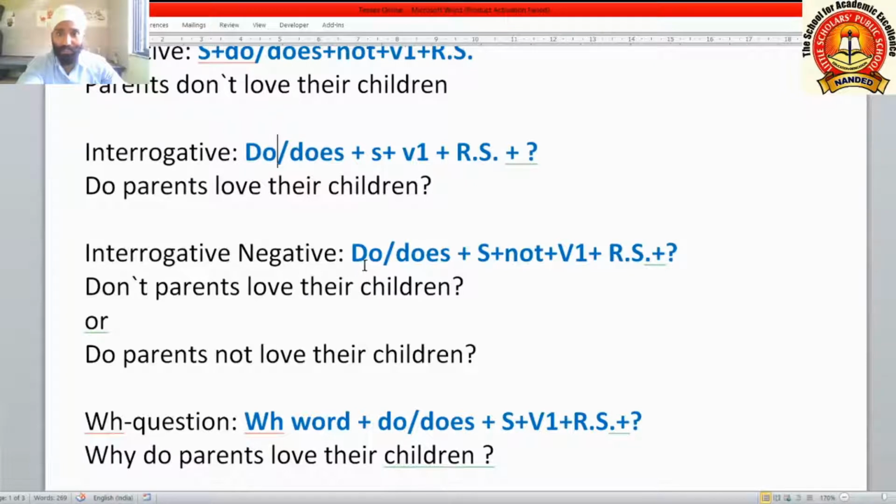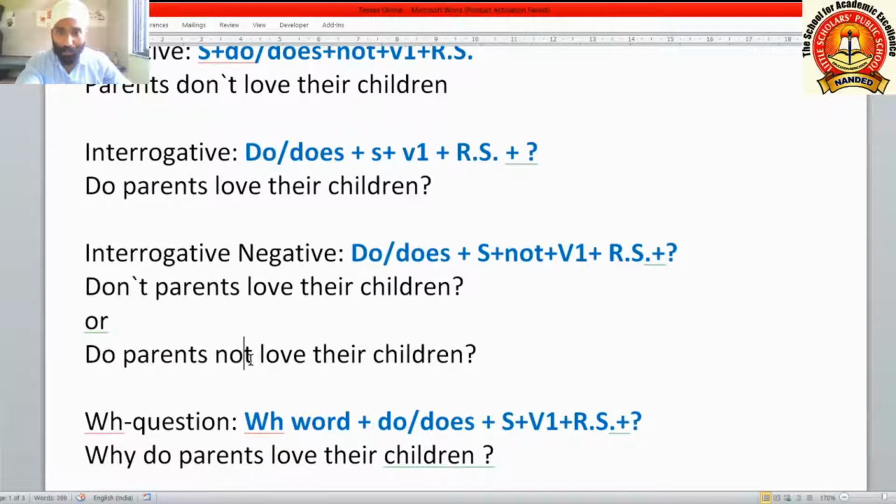Let us see the interrogative negative sentence. Do/does plus subject plus not plus verb with first form plus remaining sentence plus question mark. Don't parents love their children? Here directly we have used don't. You will say that in the formula, do/does plus subject plus not, this structure is there, so why this structure here? So this is also correct. You can use the short negative form of the helping verb, or you can use the long form also in this way.